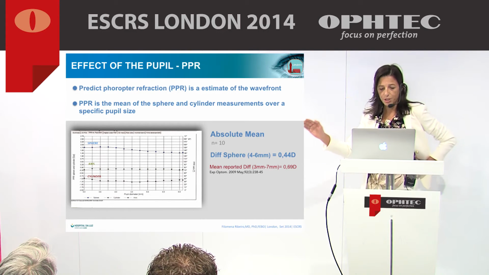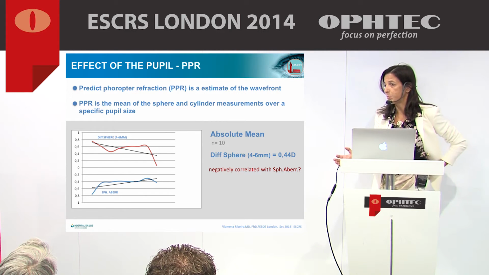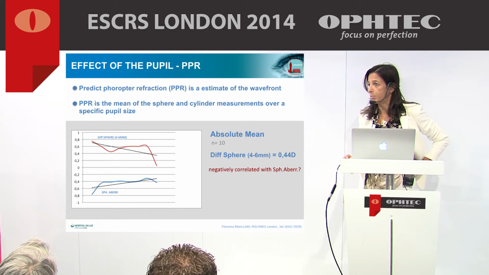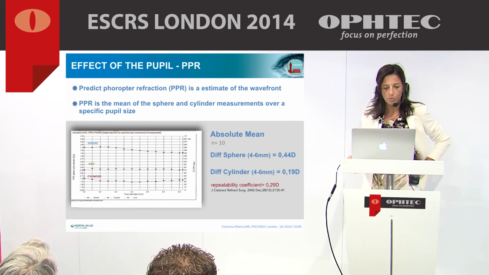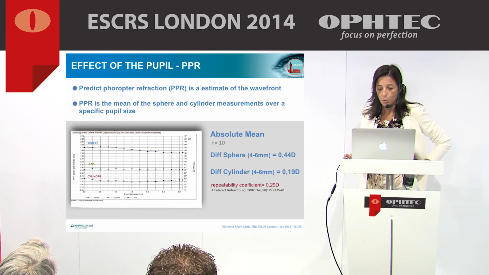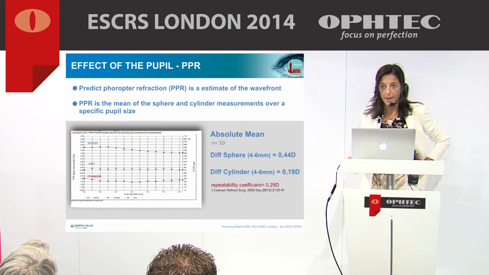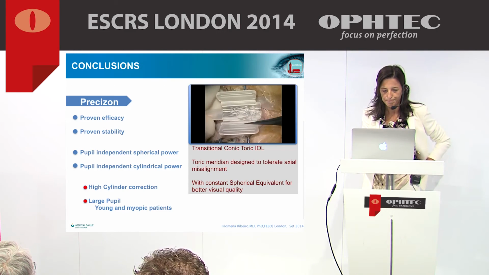The myopic shift for the largest pupils seems, as expected, negatively correlated with the spherical aberration. The cylinder variation was only 0.19 diopters, which is less than the normal fluctuation of this value between exams. And these results indicate refraction stability for different pupil sizes.